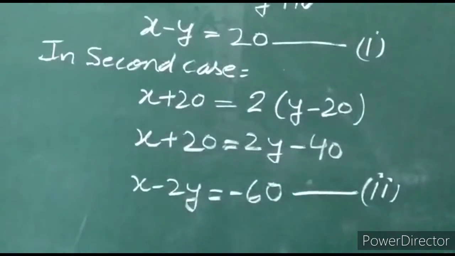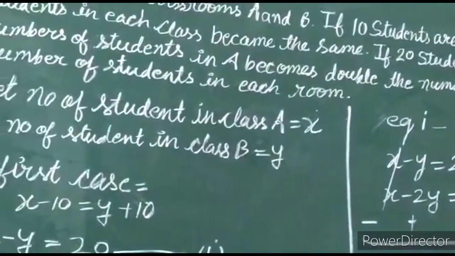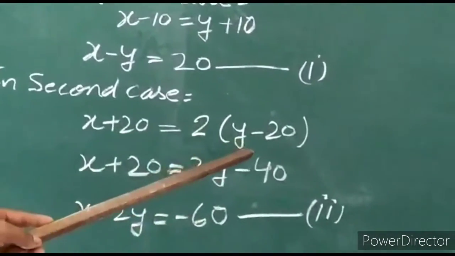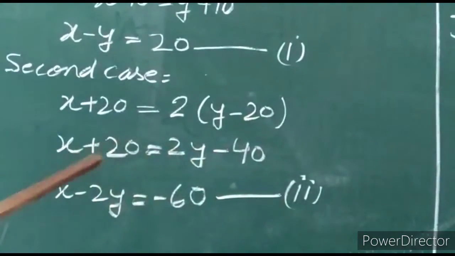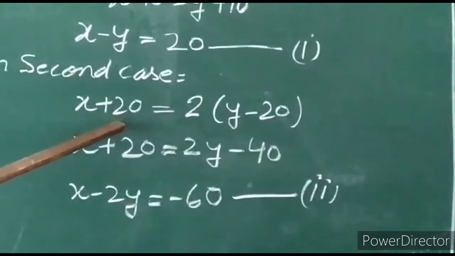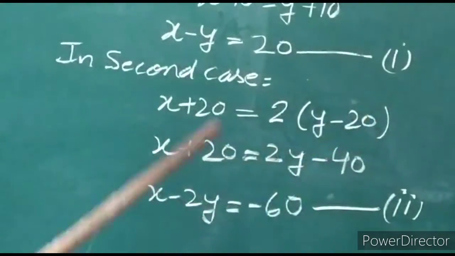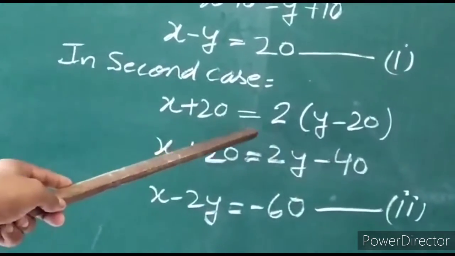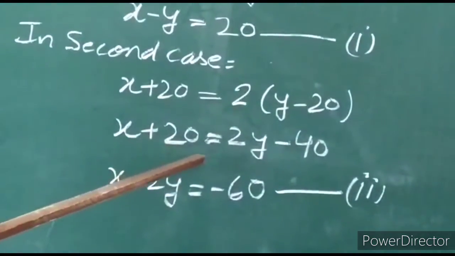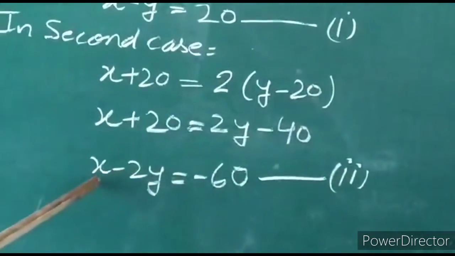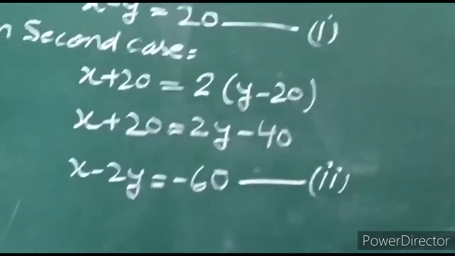In the second case, when 20 students are sent from B to A, the number of students in class A will be x plus 20 and in class B will be y minus 20, and since the number of students in class A is double the number in class B, x plus 20 is equal to twice of y minus 20. Here we can write x plus 20 is equal to 2y minus 40, therefore x minus 2y will be minus 60, and this is our second equation.